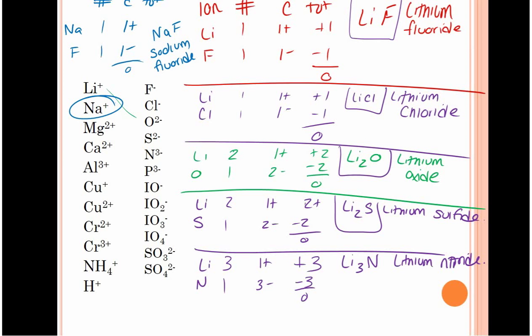What you're going to see is the only difference between lithium compounds and sodium compounds is everywhere you have an Li, you have an Na. In the naming, the only difference is it's not going to be lithium, it's going to be sodium. The ending is still going to be the same.